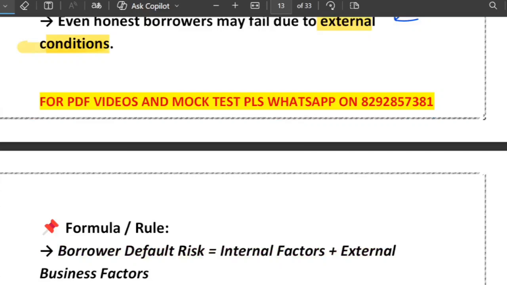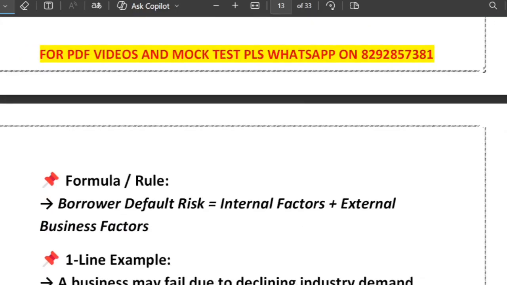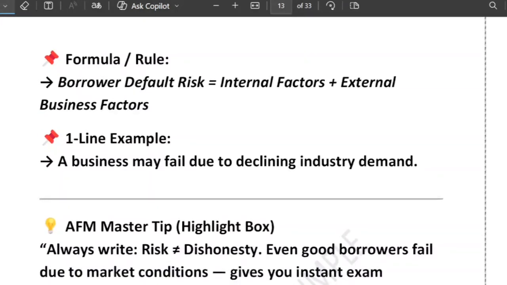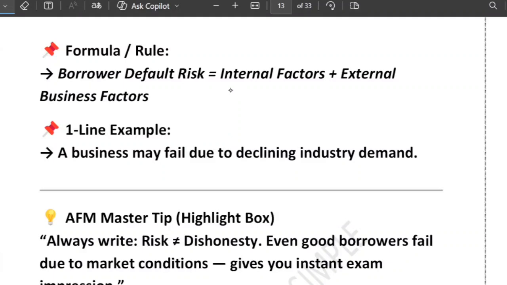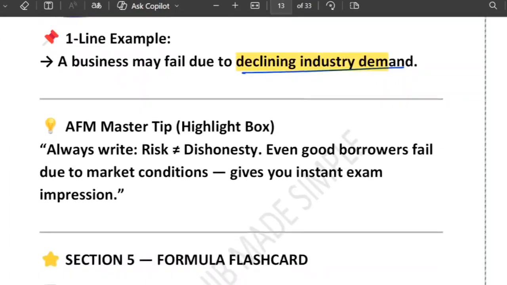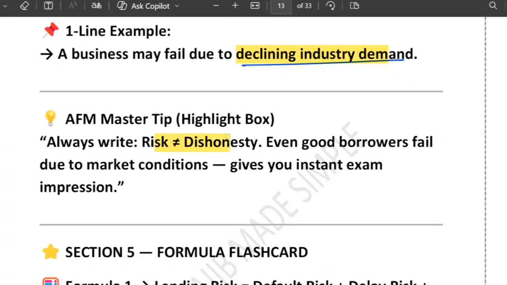So what we have learned just now, let me just explain. What we have discussed are two important rules: borrower default risk depends on two factors, an internal factor plus an external business factor. A business may fail due to declining industry demand. Industry demand may decline, and because of that, a business may fail. So always write that risk is not dishonesty. Even a good borrower can fail due to market conditions. This is a very important thing.